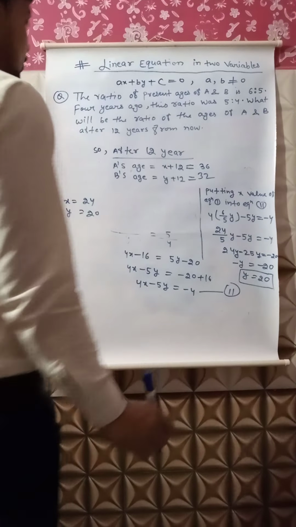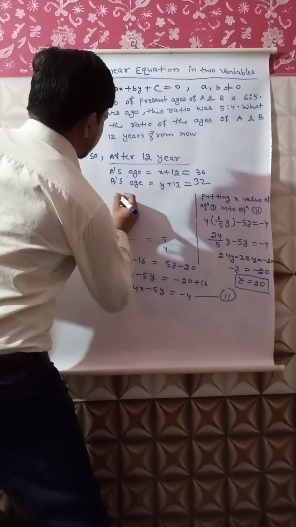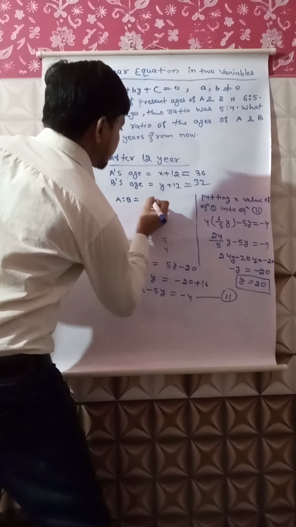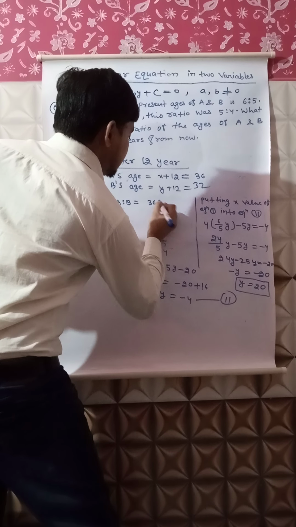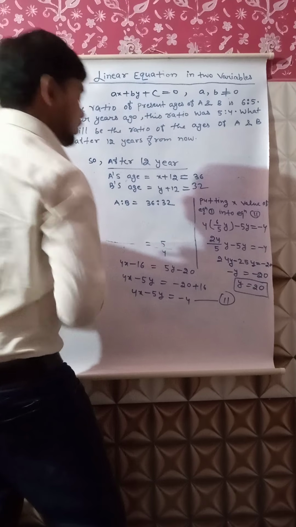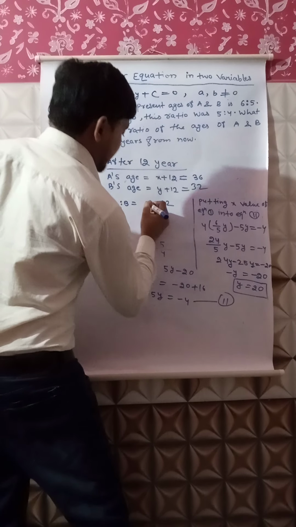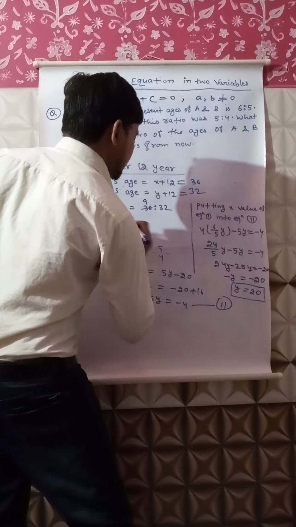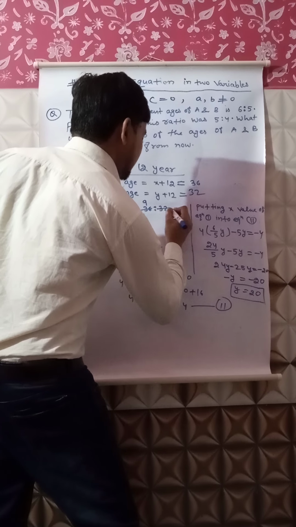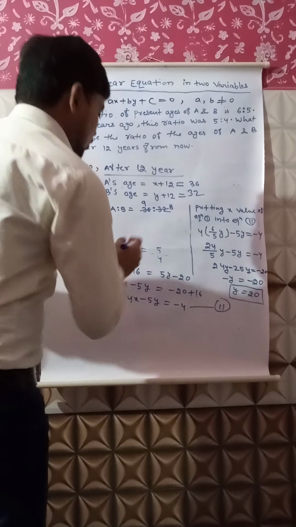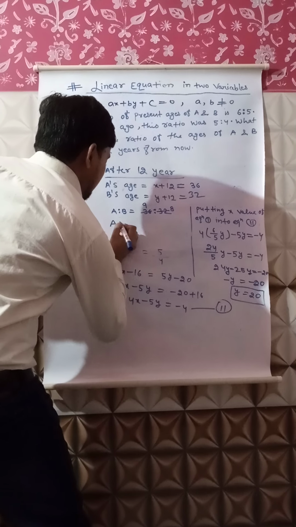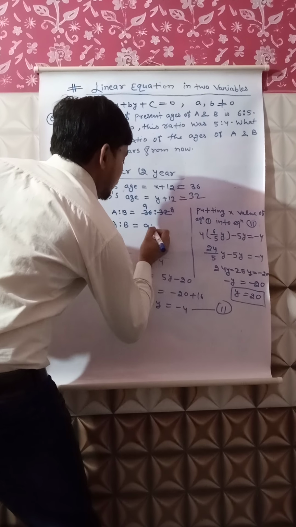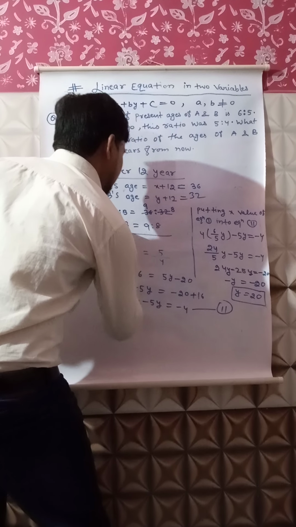So the ratio of A and B after 12 years will be 36 ratio 32. So this will be cancelled by 4. 4 nines are 36 and 4 eights are 32. So our ratio of A and B after 12 years will be 9 ratio 8. This is our final answer.